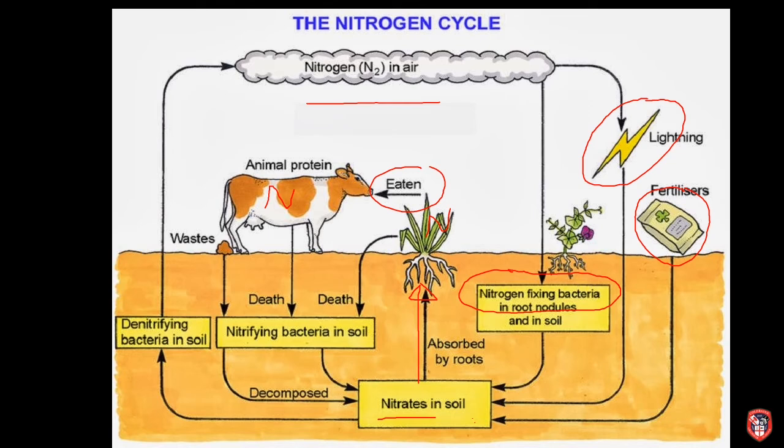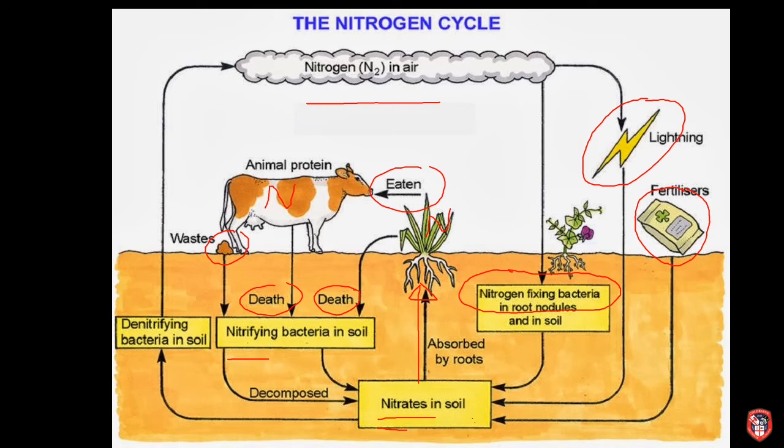Now, when those plants die, or when the animals die, or even when the animals pass out feces and urine, all these substances contain nitrogen. The first thing which happens, in fact, is that the substances are decomposed. That normally involves bacteria and fungi. Then we have a different kind of bacteria, the nitrifying bacteria, which converts the ammonia in the dead plants and animals and waste. So the ammonia or the ammonium compounds are converted by the nitrifying bacteria into more nitrates.